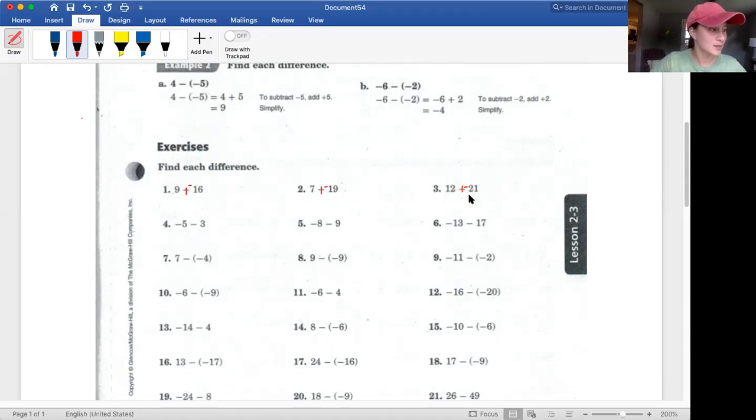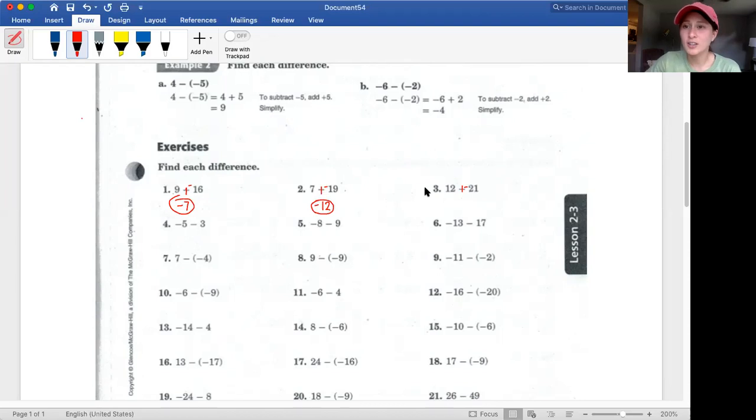For addition with different signs, we've got to subtract the two absolute values and then keep the negative of the bigger number. So 16 minus 9 is 7. And because 16 is bigger, I'm going to keep that negative, and the answer is negative 7. Here again, I have a similar situation. 19 minus 7 is 12. 19 is greater in absolute value, so I'm going to keep the sign of the bigger number.